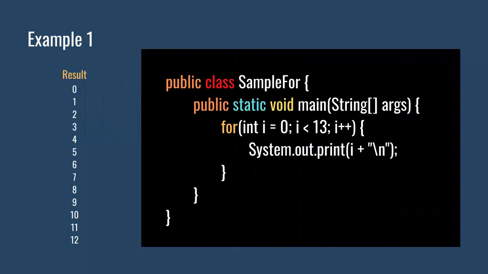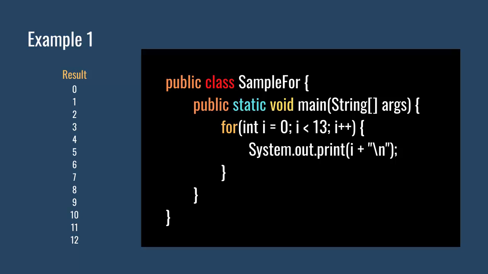Let's see an example. You can see the for statement in the main method. The part of int i = 0 is the initialization. The variable i is initialized to 0. The part of i < 13 is the condition of the loop. The loop continues repeatedly while the i < 13 condition is true. The part of i++ is the increment. The variable i adds 1 after the System.out statement is executed. For example, if the variable i is 3, the sum of 3 and 1 is assigned to it.